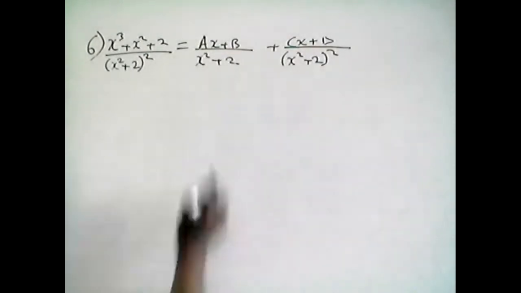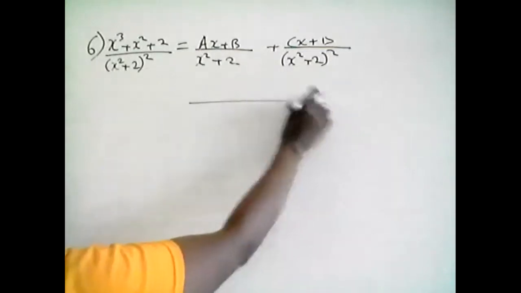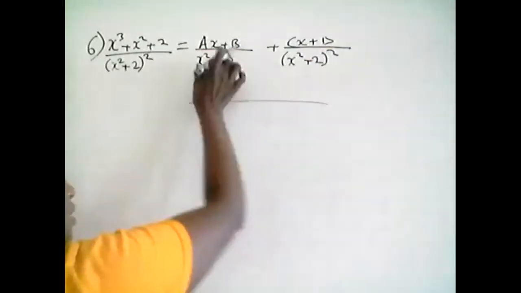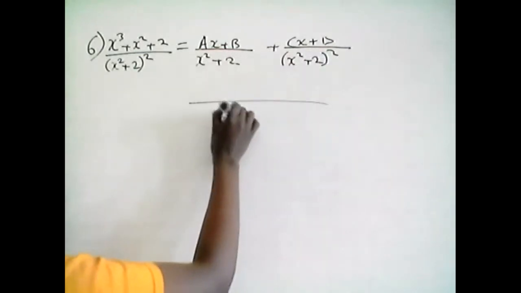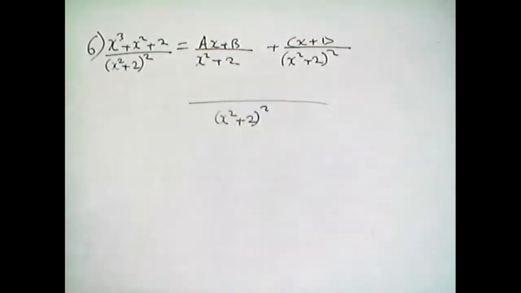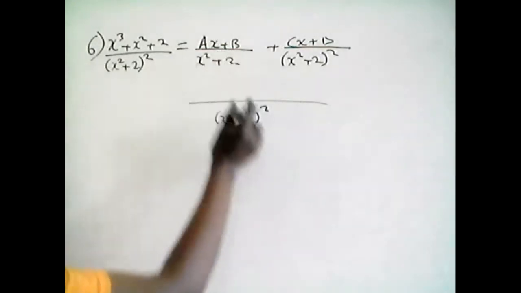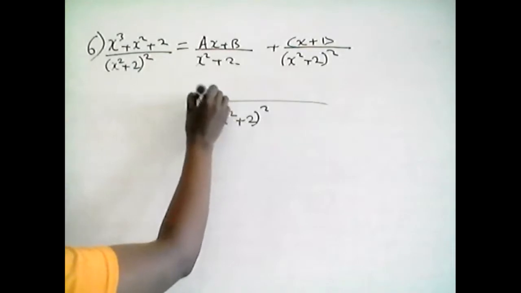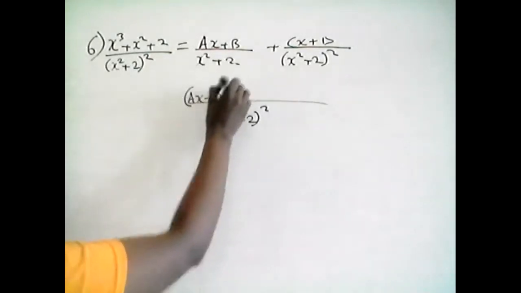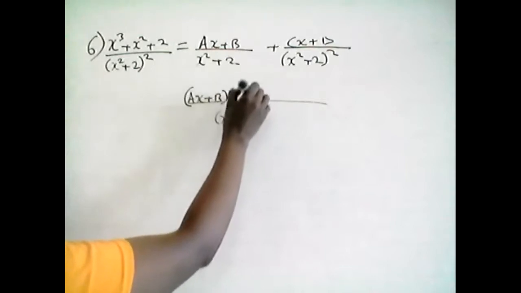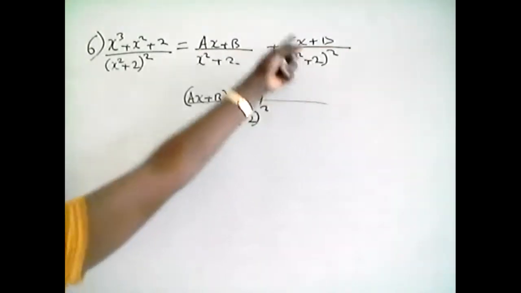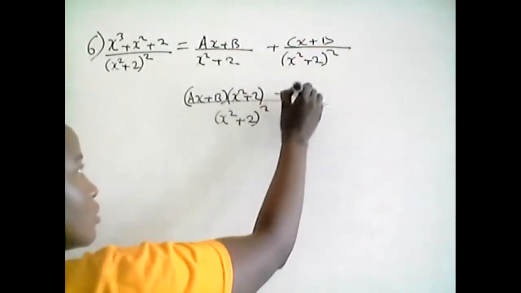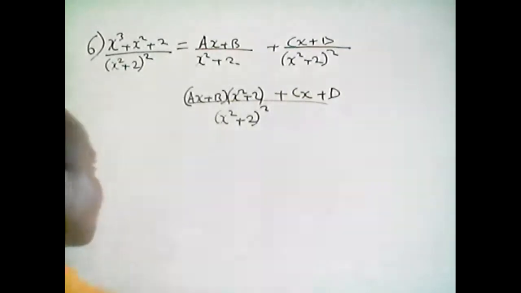What is remaining is to find the common denominator here. When you look at this, this is the same as that. This can go into that, meaning the common denominator is just that part, x squared plus 2 squared. Then this divided by that gives us ax plus b times x squared plus 2. Then this divided by that is 1, and 1 multiplied by that is just cx plus d.